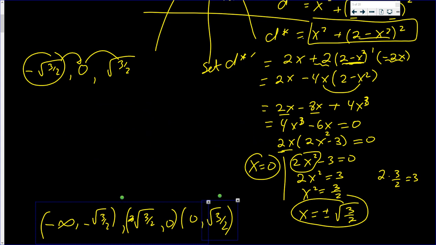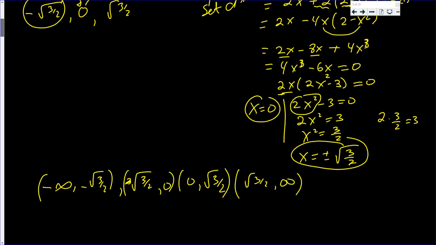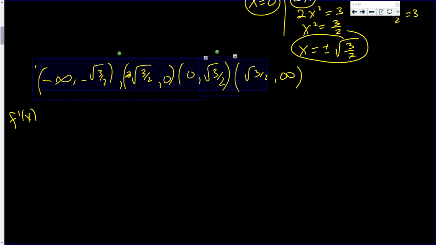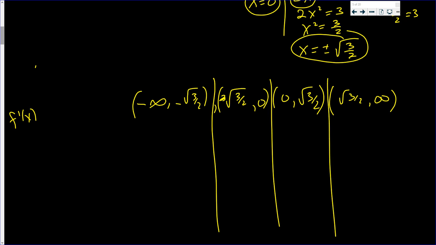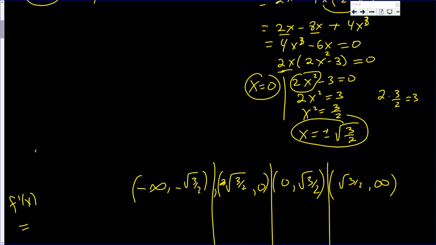Let me go a little bit lower. And then the last interval is going to be from the square root of 3 over 2 to positive infinity. And we want to look at the sign of the first derivative. When is it positive? When is it negative? In these intervals. Well, what is the first derivative? That would be nice to know.